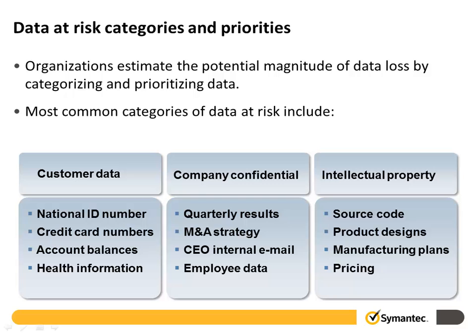Company confidential includes things such as quarterly results, merger and acquisition strategies, maybe a CEO internal email, which must not be leaked, and employee data. And finally, intellectual property, which can include things such as source code, product designs, manufacturing plans, and pricing information.